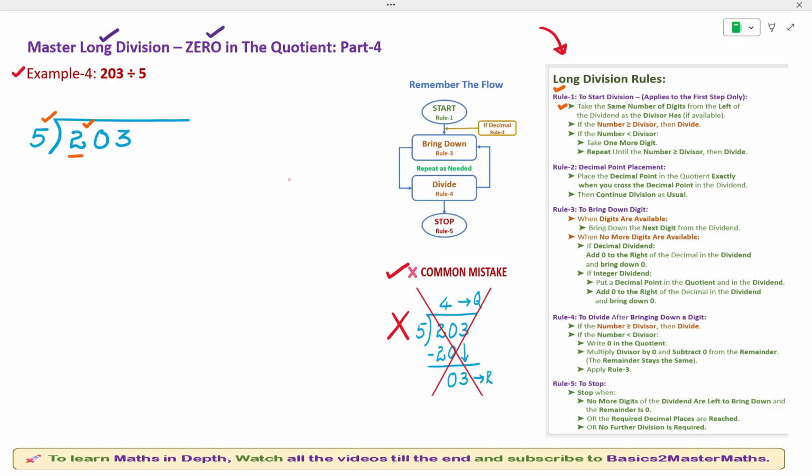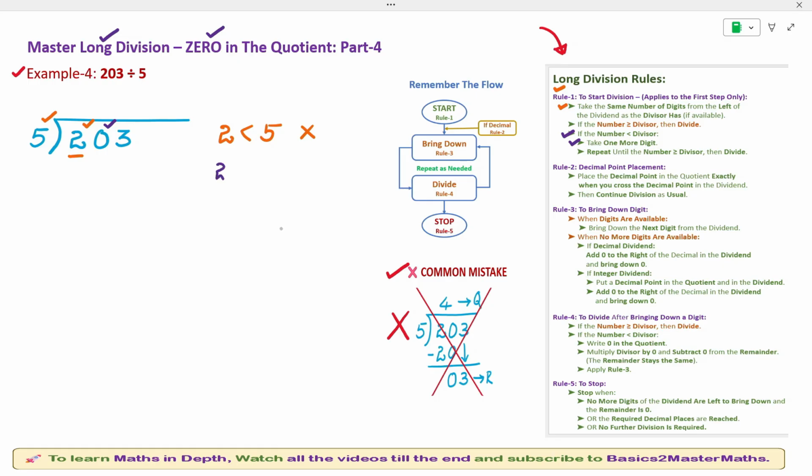Observe the number considered 2 is less than the divisor 5. So, division is not possible. So, look at the rule 1 again. If the number is less than the divisor, take one more digit. In this case, consider 0 also.